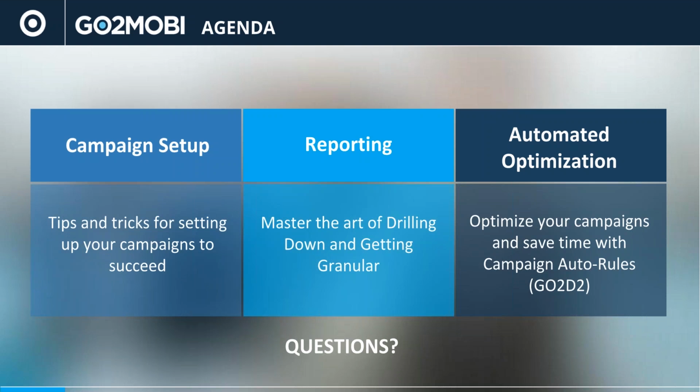And then one thing that we're really excited to talk about is our campaign auto rules, or automated optimization engine, which we call Go2D2. For those of you that have seen Star Wars, hopefully you get the pun. But anyways, that's a really cool feature because for anyone that's used the Moby platform, you know how granular and powerful our optimization and reporting side is.